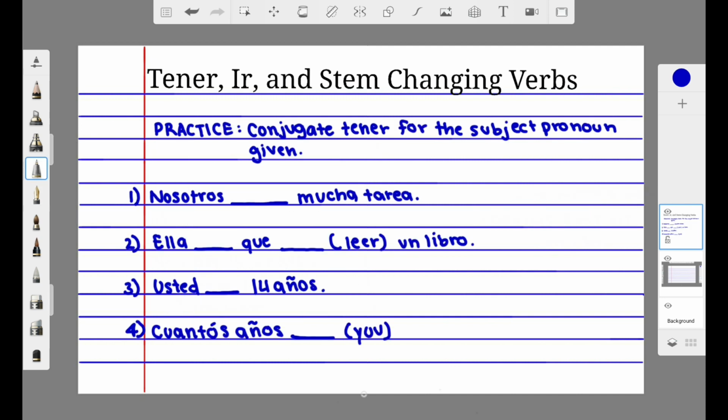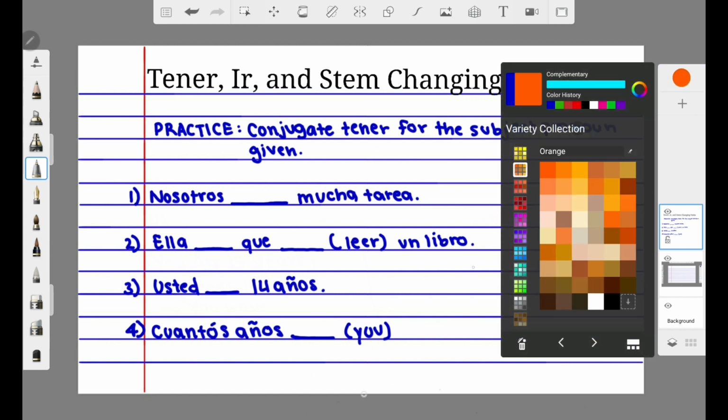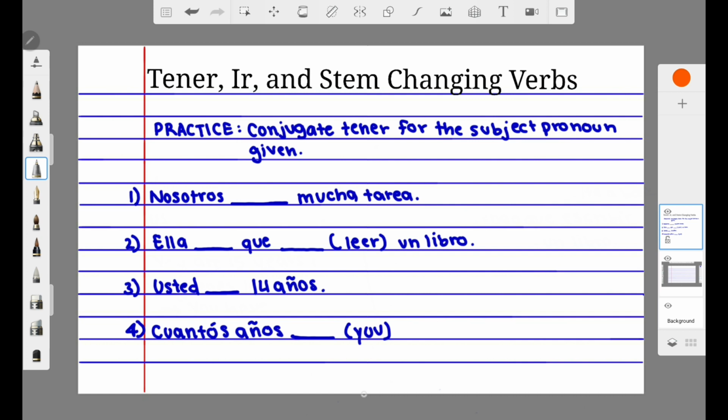Complete the practice for the verb tener by conjugating it for the subject pronoun that is given. Okay, let's look at the first one. Nosotros blank mucha tarea. The conjugation for tener in the nosotros form is tenemos. So this means we have a lot of homework. Tarea is homework, and mucha is a lot.